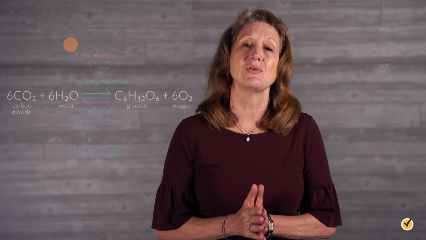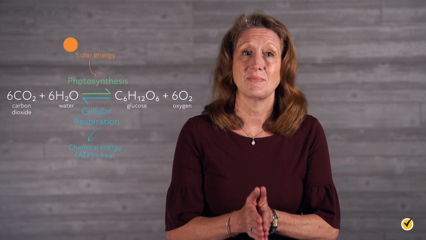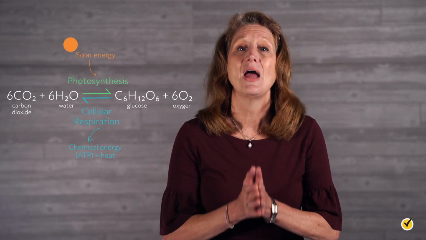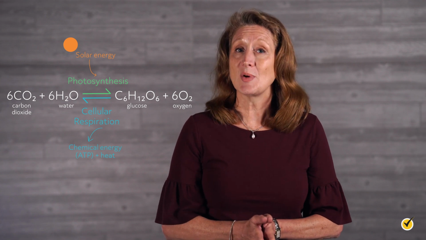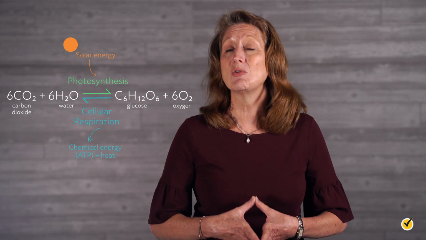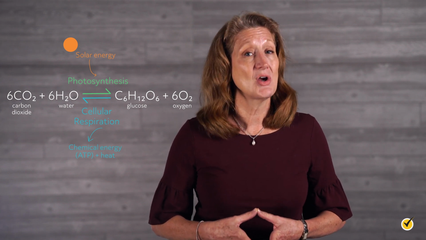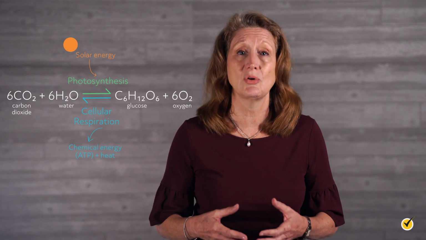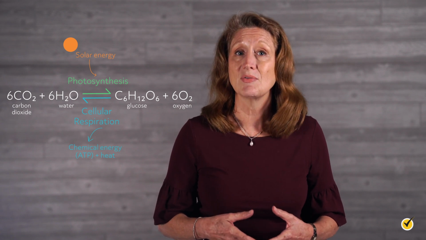The equation for photosynthesis looks like this. If this looks familiar, that's because it's the reverse reaction of cellular respiration in animals. This is no coincidence either. Plants will undergo photosynthesis to generate glucose as a food source for themselves.